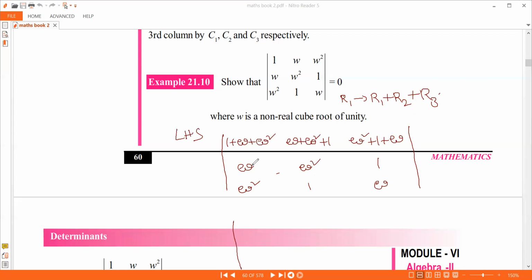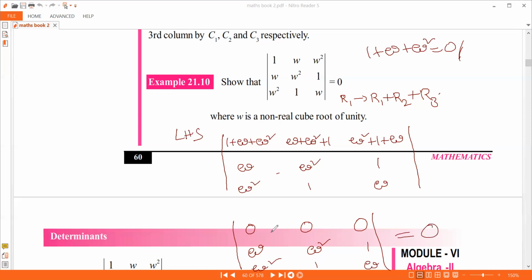So 1 plus omega plus omega square, this quantity is 0, this quantity is 0, this quantity is 0. I just told you 1 plus omega plus omega square is 0. So all these quantities are zeros, and the other rows are omega square, 1, omega. If you have all zeros in one single row, no need to evaluate that. The answer is 0. Why? Because everywhere in that row it is 0. So that's what the answer is.